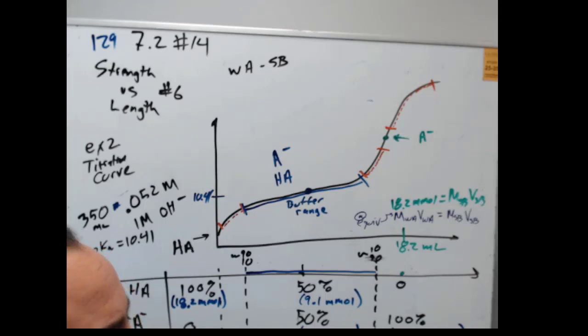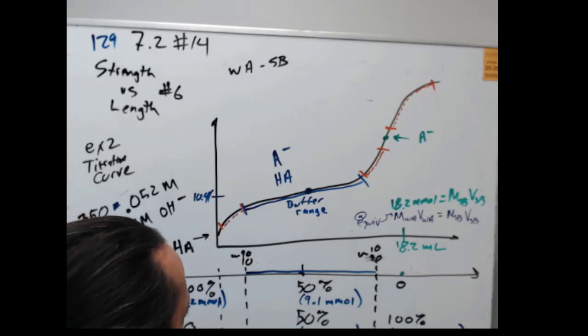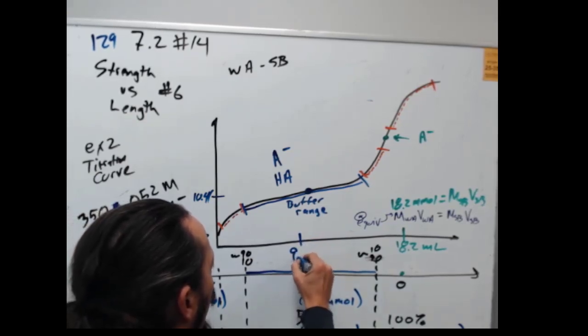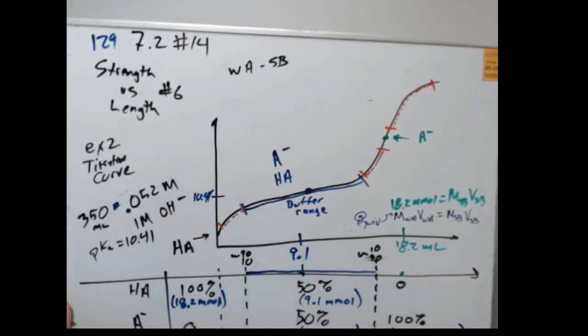So then how do I find the midpoint volume from this? Yeah, midpoint's halfway. So I just take that 18.2, I divide it by 2, and I get 9.1 milliliters to the midpoint.